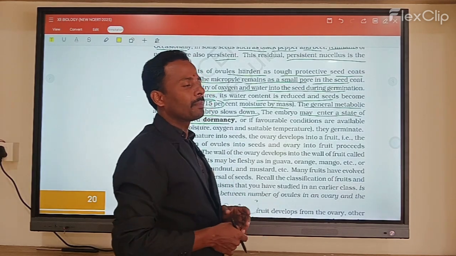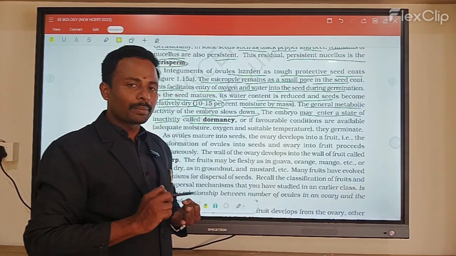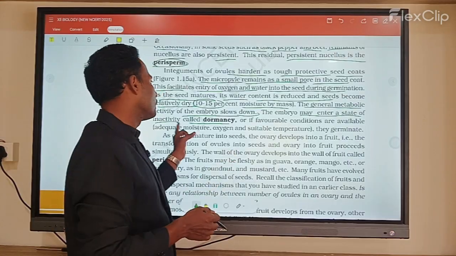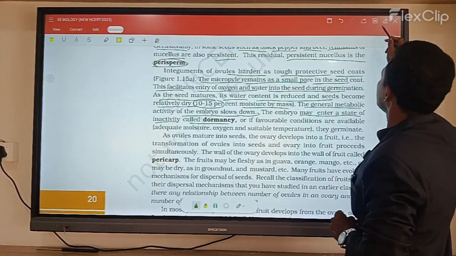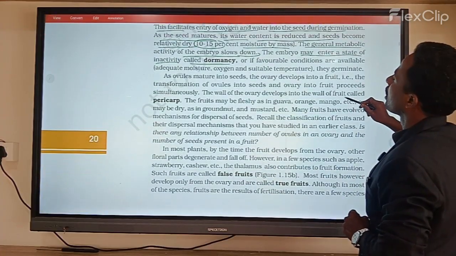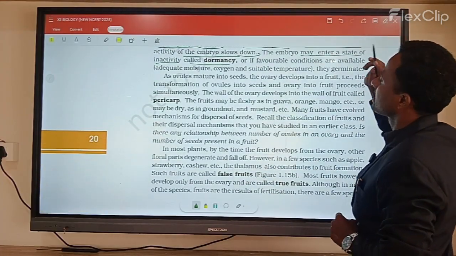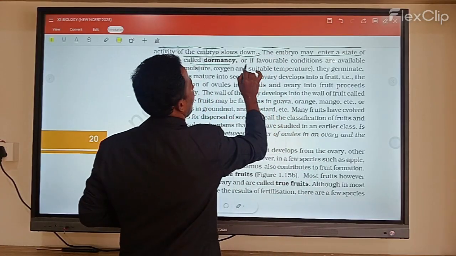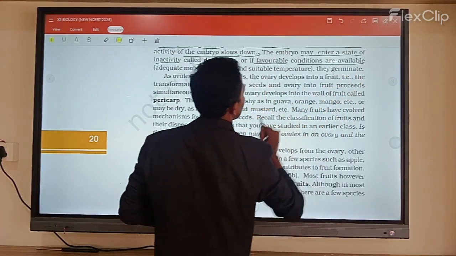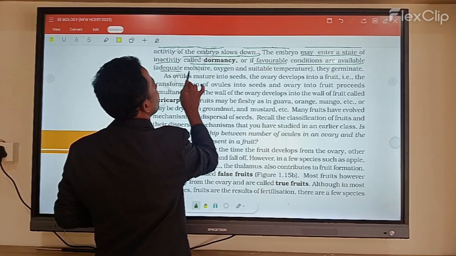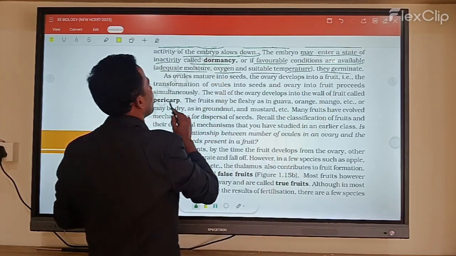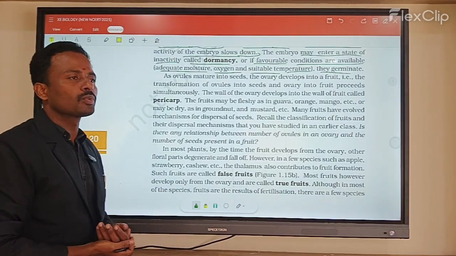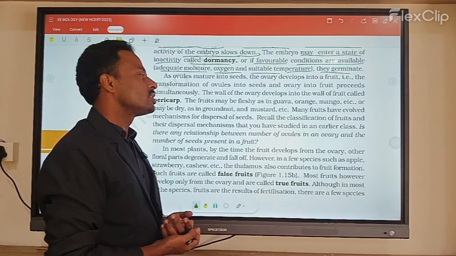So when nutrition is not available and the temperature is not perfect, then what happens? The seed goes into an inactive condition. That condition is called what? Dormancy condition. And you can give another definition also: if favorable conditions are available, with adequate moisture, oxygen and suitable temperature, the seeds germinate. So when favorable conditions come, what happens? It again germinates.